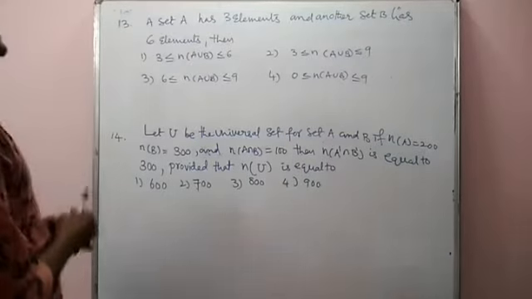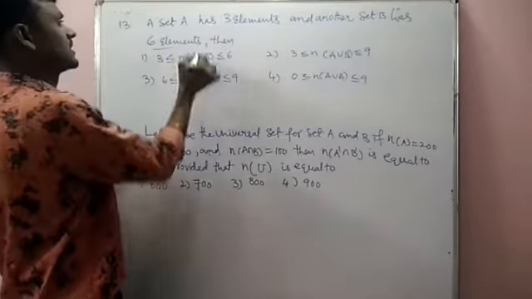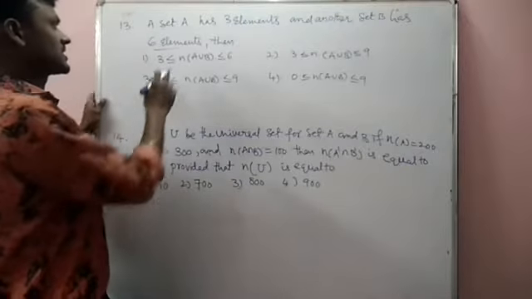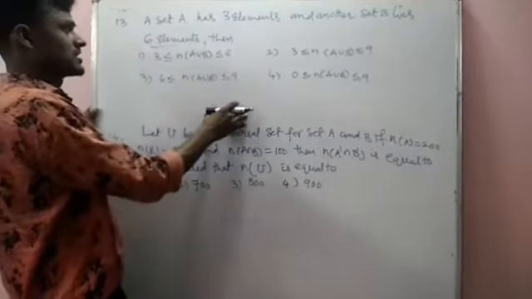Okay, next question. A set A has 3 elements and another set B has 6 elements. Here, which one is correct? Here, 3 is less than or equal to n of A union B and it's less than 6. This is the 4 options as given.